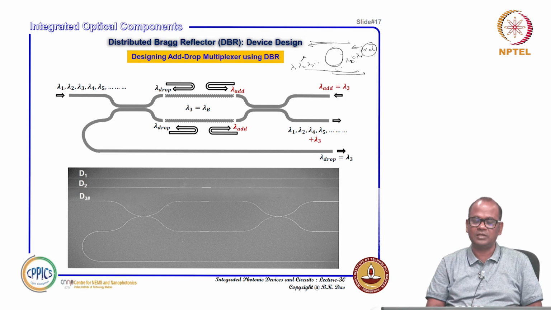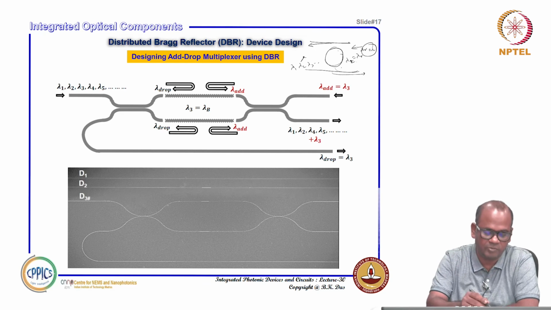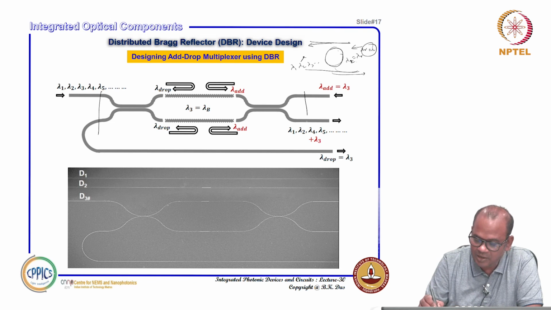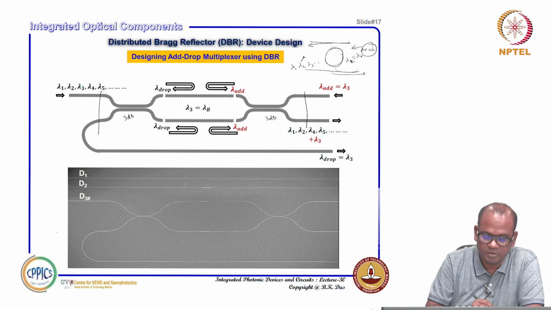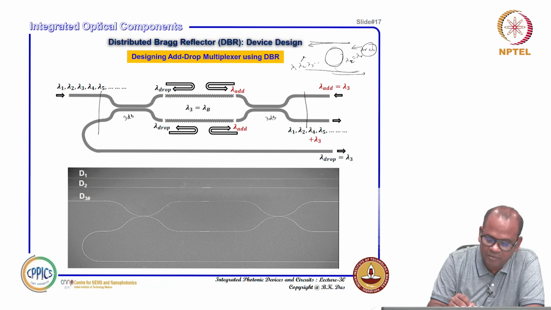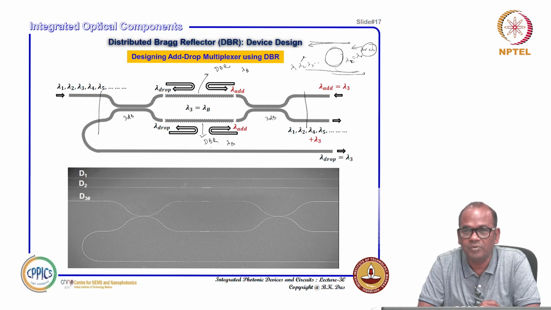We can also use a DBR structure for an add-drop multiplexer, but how? That has to be integrated in a Mach Zehnder interferometer. You know the Mach Zehnder interferometer: here and here, this is a 3 dB power splitter, 3 dB power splitter. It's a simple Mach Zehnder. Let us forget about what is DBR here. This is, for example, a DBR structure. This is also a DBR structure. Both arms have it integrated, and that DBR structure has a certain Bragg wavelength that you have designed.